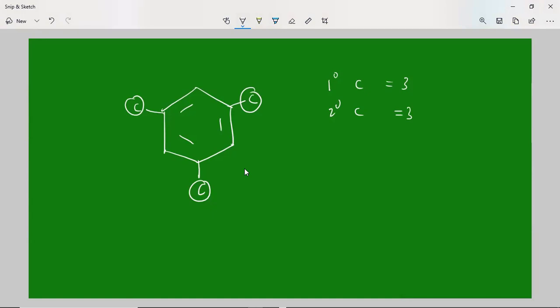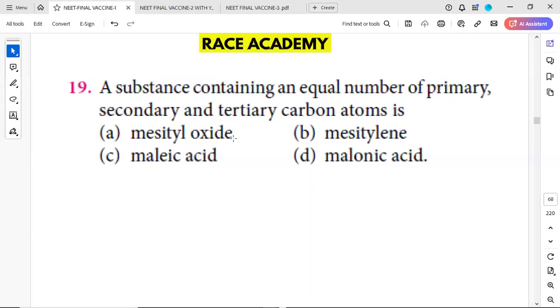What about the tertiary carbons? Tertiary carbons are where we have the junctions; the junction carbons are nothing but tertiary carbons, and they are also 3. In that way, we can go with mesitylene in this question. What is mesitylene? Yes, 1,3,5-trimethylbenzene. Mesitylene is that one. So the 19th question is this.